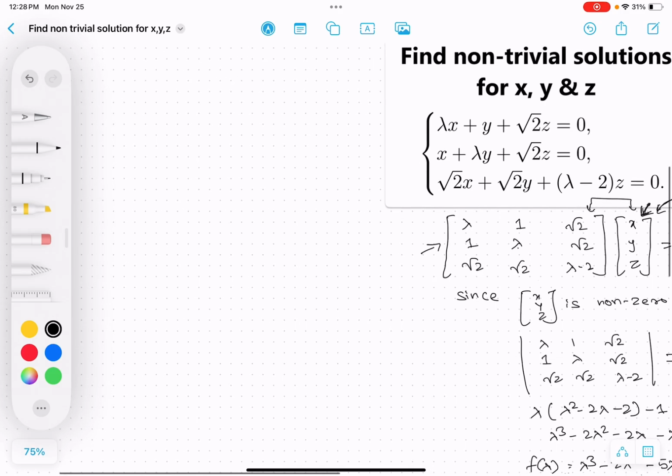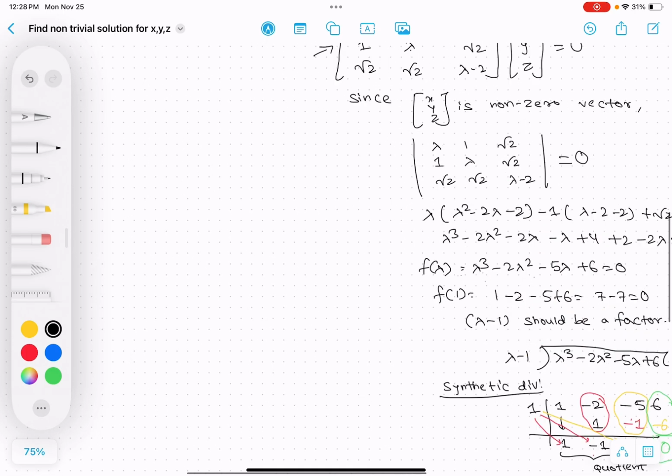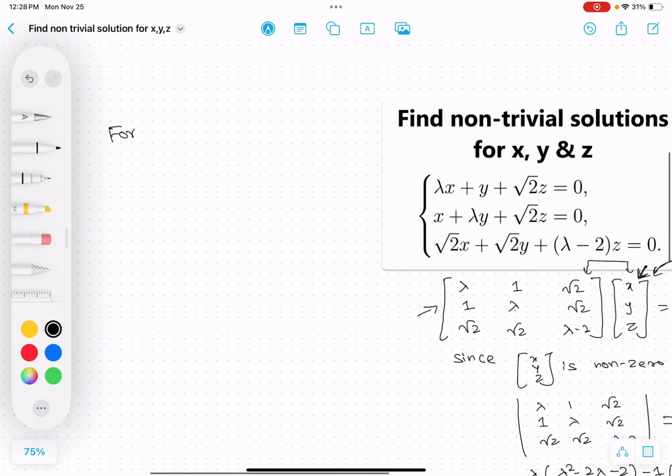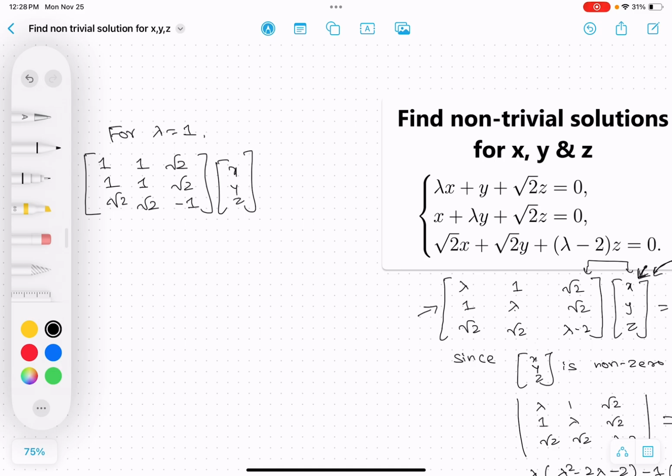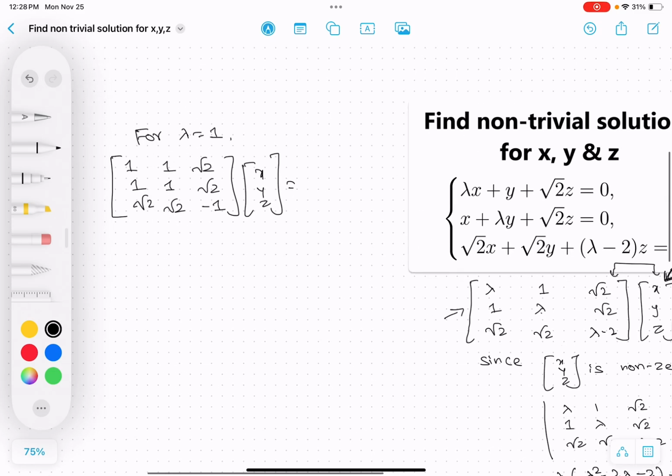So first of all, for lambda equals 1, we're going to solve this equation. The matrix is 1, 1, root 2; 1, 1, root 2; root 2, root 2, 1 minus 2 is just minus 1; times x, y, z equals 0, right?